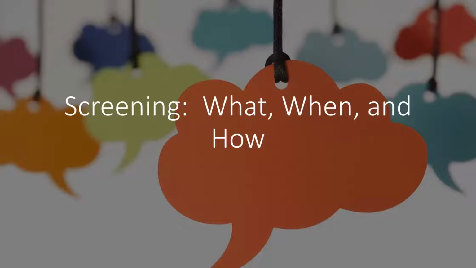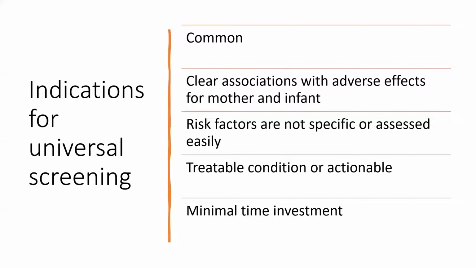Okay. So that was a lot of information about perinatal mental health more broadly. Now I'm going to shift to talking about screening, specifically focusing on what to screen for and how to screen. So when we think about conditions like perinatal depression and anxiety, perinatal substance use disorders, intimate partner violence, I think many of us would agree that they align with these components of conditions for which universal screening is indicated. So they're common. We know that they're associated with adverse effects.